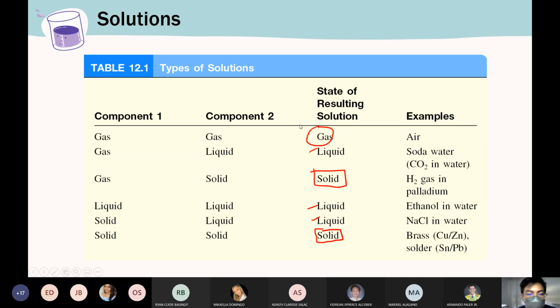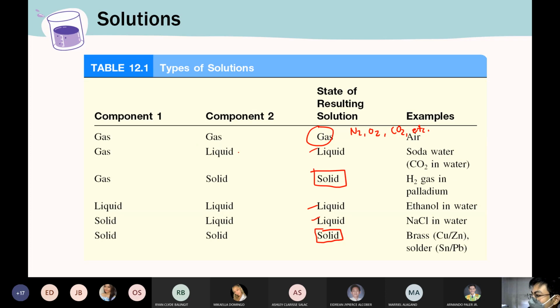However, for example, in the gas state of solution, common example doon is the air. Why air? Kasi the air is composed of many different molecules, okay? And they are homogeneous. Pag nakakita ka ba ng hangin, may nakikita kang molecules na iba-iba, 'di ba wala? So it is clear. Basically, it is a solution. So air is composed of nitrogen gas, oxygen gas, CO2, etc. Halo-halo 'yan, no? So air is indeed a solution in the gaseous state.